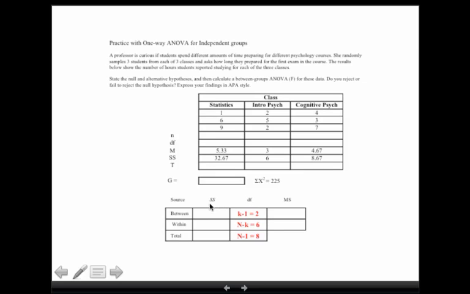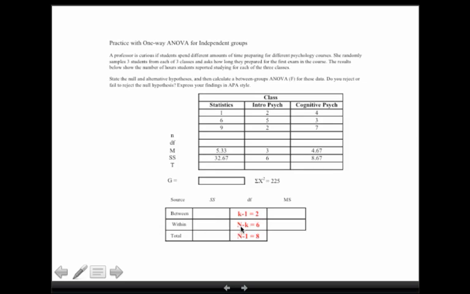So you'll see on your source table, you have between, within, and total, sum of squares, degrees of freedom, and mean square. And this is what you're going to need to calculate your F value for ANOVA. So for degrees of freedom between, you're going to need K, which is the number of categories or levels you have. And for this one, you have 3, because you have 3 different levels of class. So K minus 1 is 2.